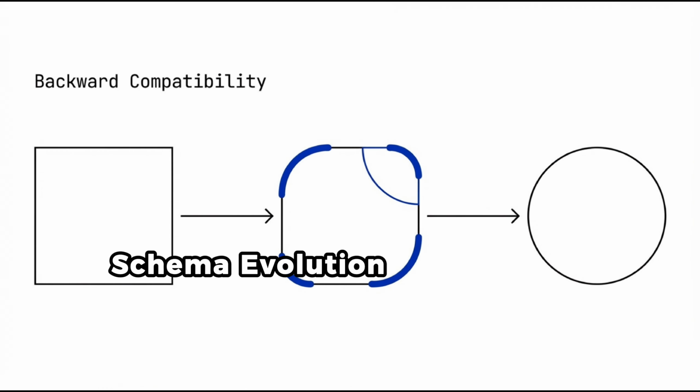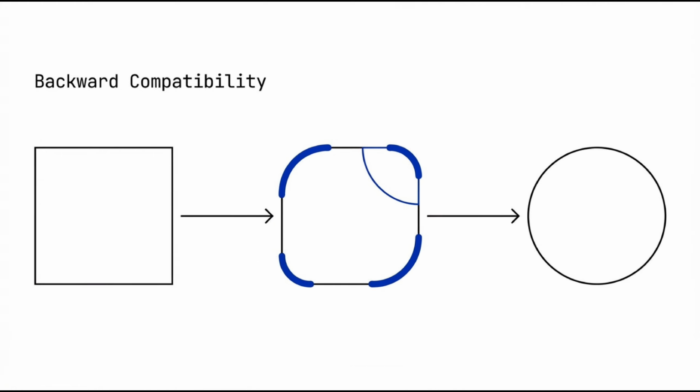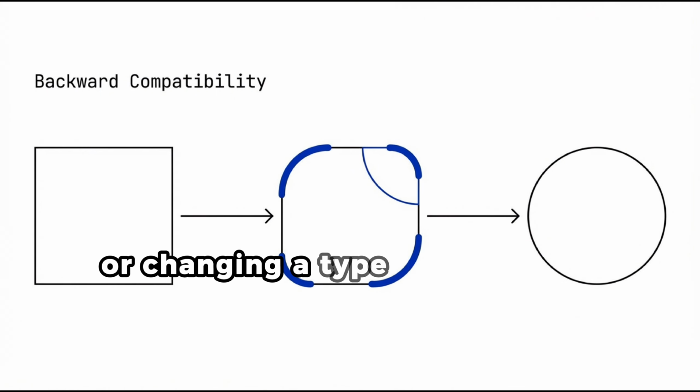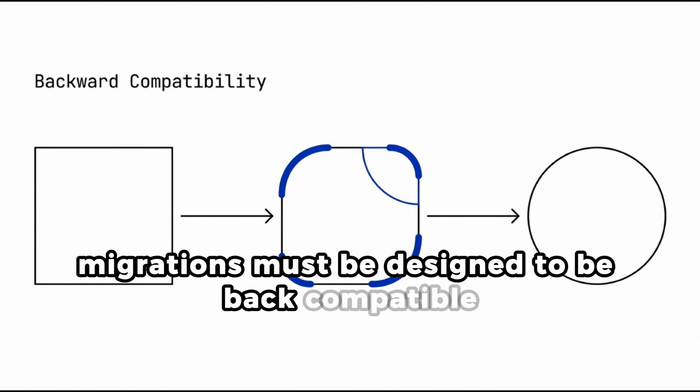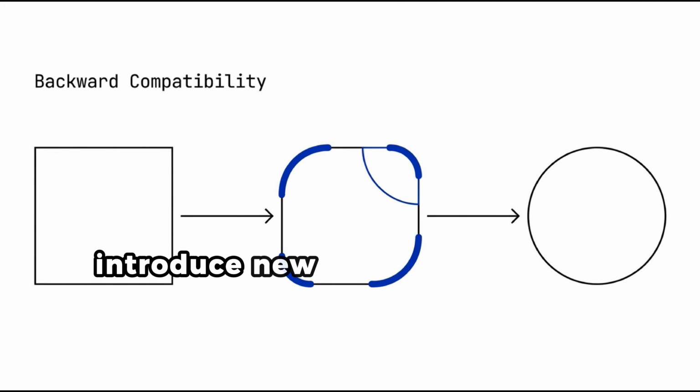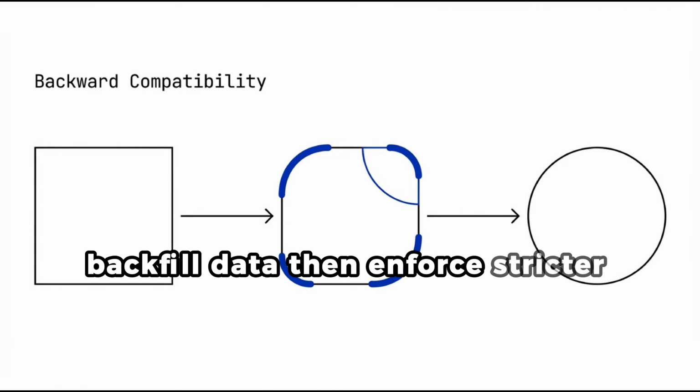Schema evolution complicates constraints. Adding a non-nullable column, tightening a check, or changing a type are breaking changes if consumers are not prepared. Migrations must be designed to be backward-compatible. Introduce new nullable columns first, backfill data, then enforce stricter rules.